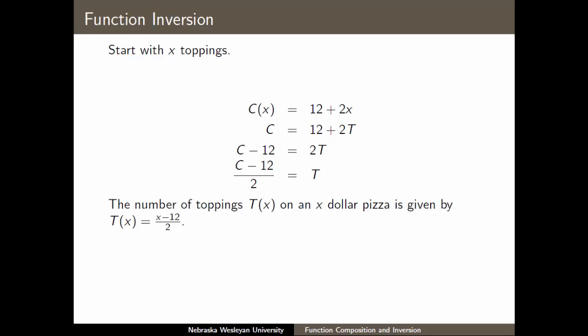If I just rewrite this in our usual function notation, I can say that the number of toppings, t of x, on an $x pizza is x minus 12 all over 2. While our cost function began with x toppings and turned that into a 12 plus 2x cost, our new function t begins with an $x cost and determines that there are x minus 12 all divided by 2 toppings on the pizza. In this example, the function c and the function t are inverses. C goes from toppings to dollars, and t goes from dollars back to toppings.